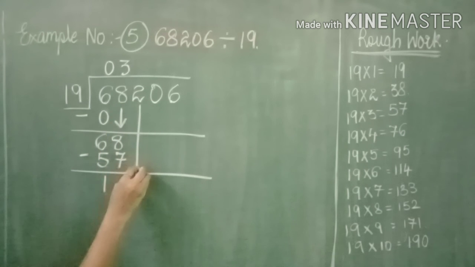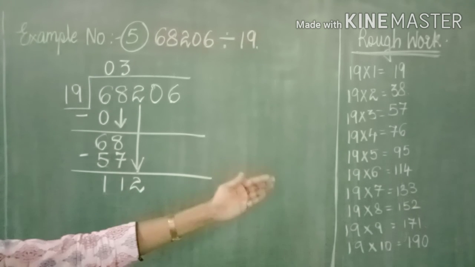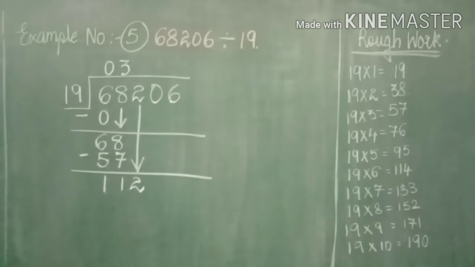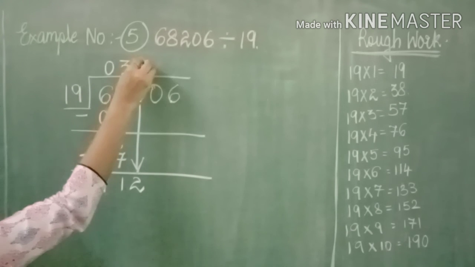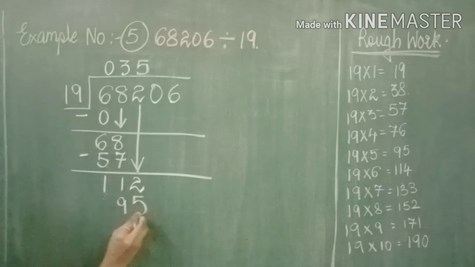Now we take the next number, that is 2. Now for 112, we have to see which number is less than 112. 19 fives are 95 and 19 sixes are 114, so 114 is a bigger number. So we write 19 fives are 95 above the 2, and we minus. Now 112 minus 95, we do the calculation mentally. It will come as 17.